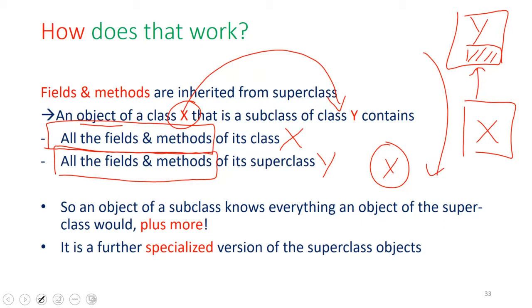Which means that if you have another class that also has all of that code, here's another class, it has to be a different name, Z.